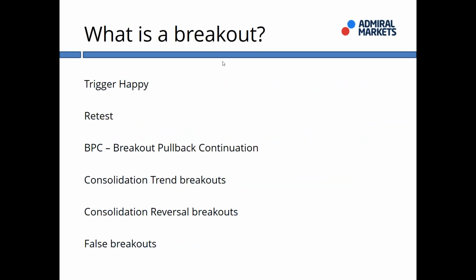Now, as we already explained, there are actually 4 ways, and the 4th way is a variation of breakout pullback continuation. The first way to trade it is the trigger happy trade. The second way to trade it is a retest. And the third way is breakout pullback continuation. There is also the 4th way. It's called breakout pullback retest continuation. And again, you can find that information on our previous webinars.